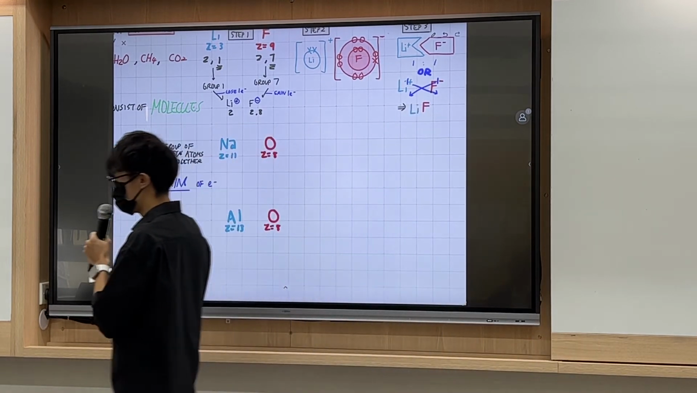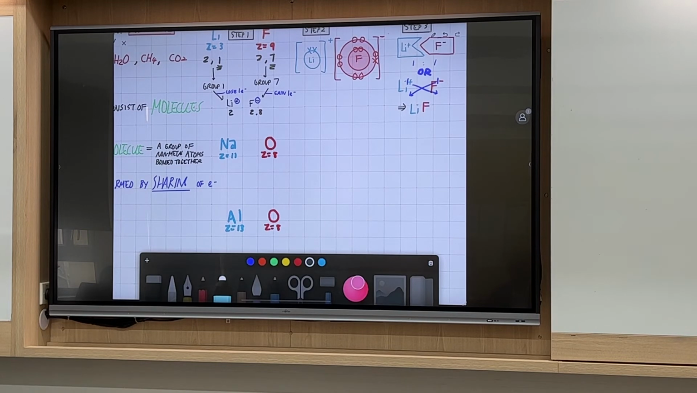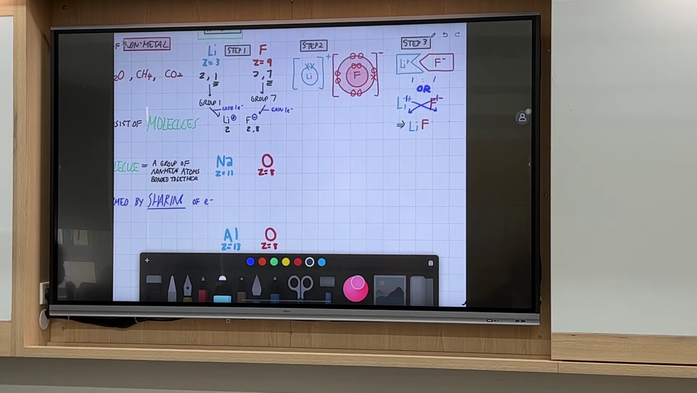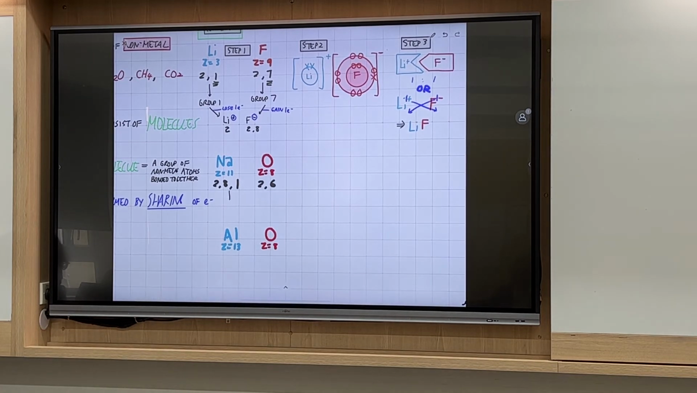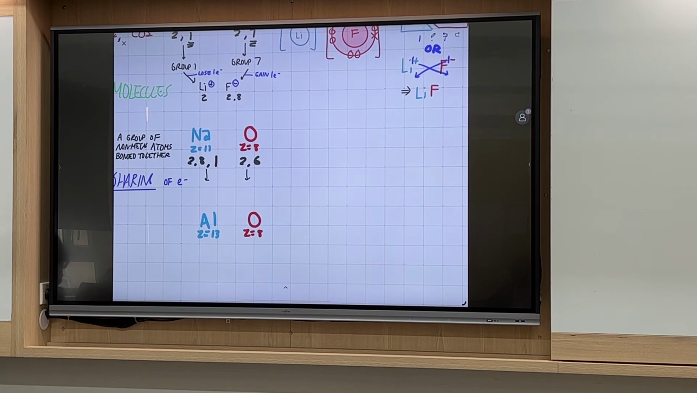Answer these two questions first. So you should work out the electron arrangement for Na and O. For Na, it should be 2, 8, 1. And for O, it should be 2, 6. Which means the group numbers are 1 and 6. Yes, 1 and 6.